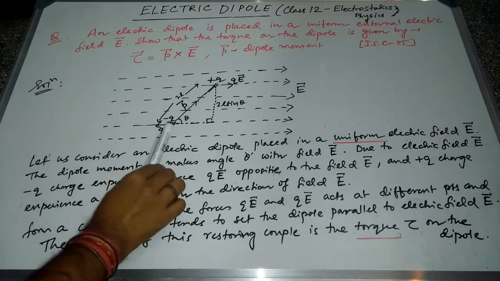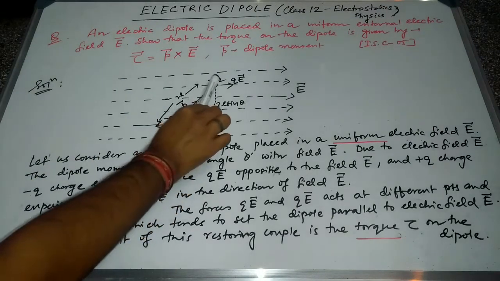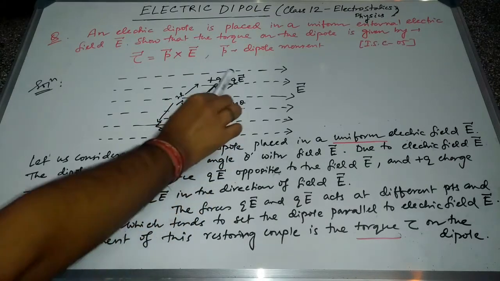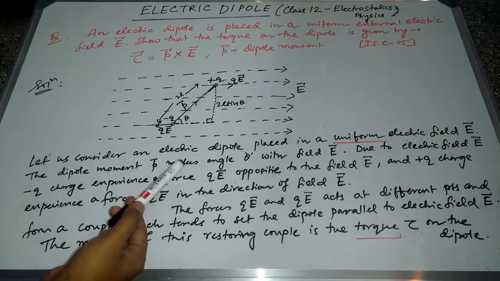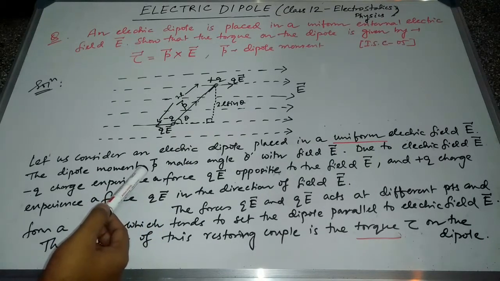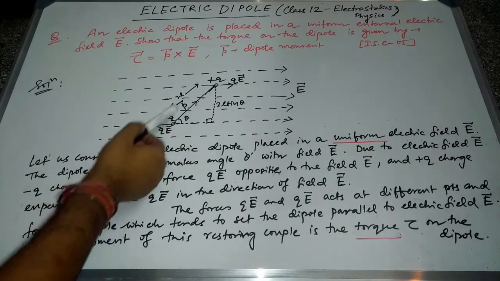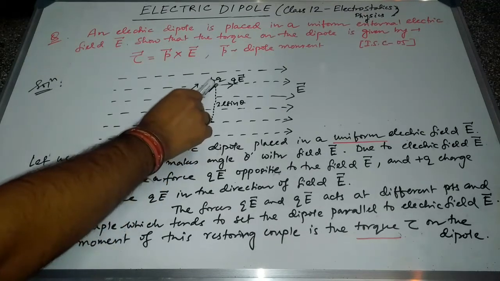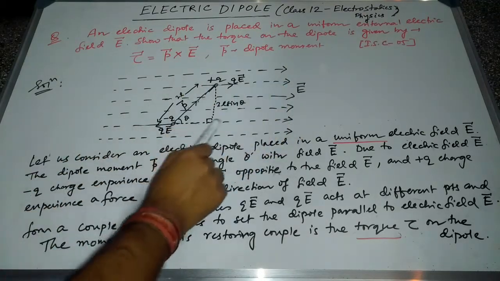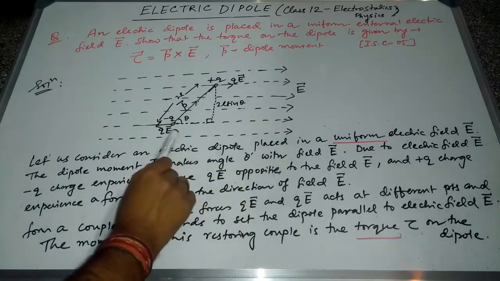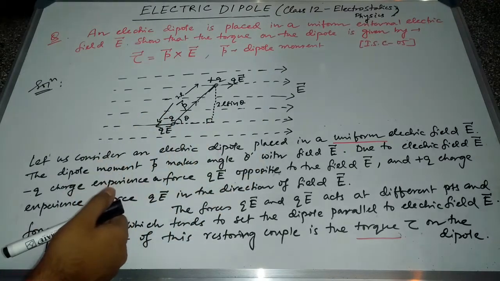So the forces which will act on these minus q and plus q charges are basically QE and QE, the magnitude of the forces, as we have learned from the first lecture on electric dipole, that the force magnitude is F equal to QE. So these are both QE each, but as the charges are different, due to plus q, the force will be along the direction of the electric field, and due to minus q, the force QE will act opposite to the direction of the electric field, in this direction.